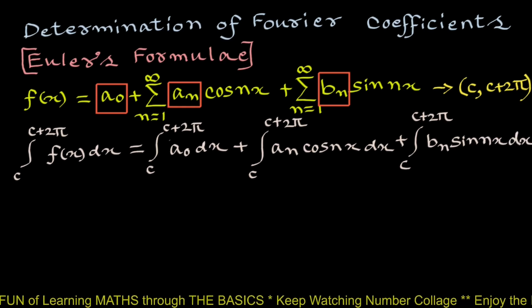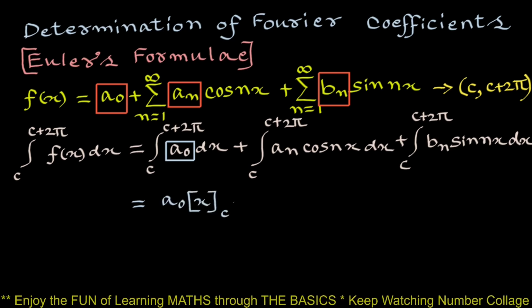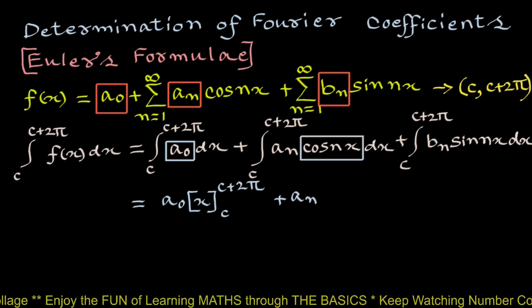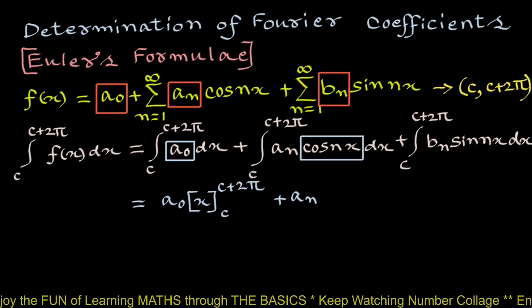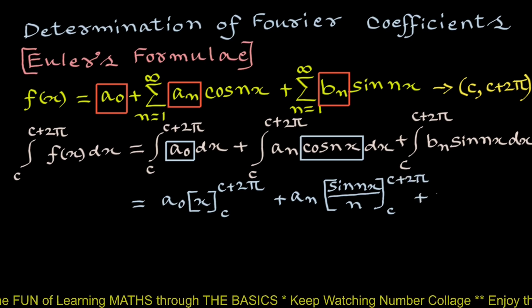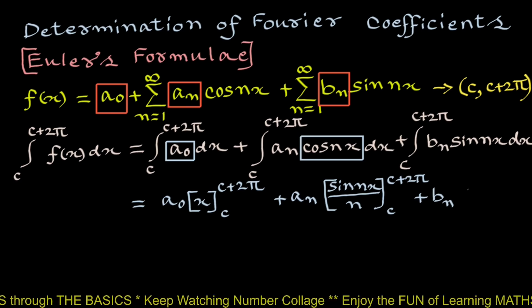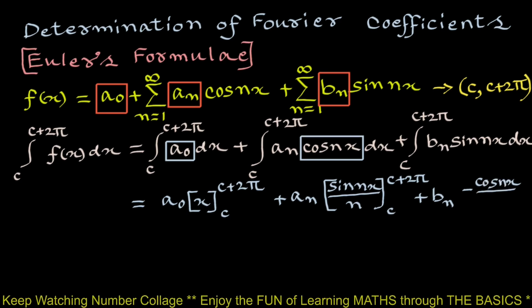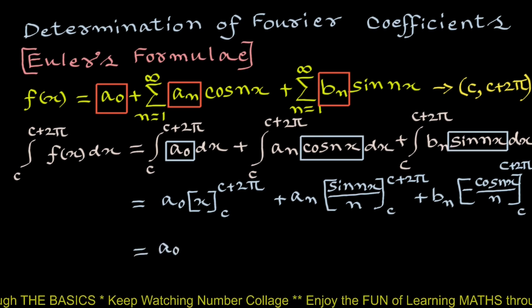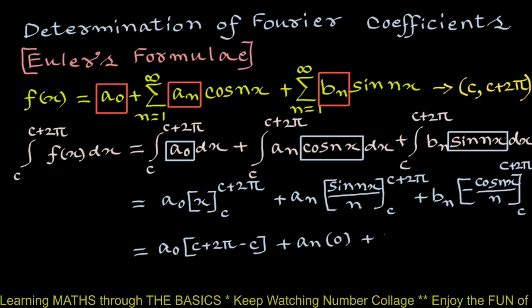Being a constant, integral of a0 with respect to x will be a0 x from c to c plus 2π, plus an integral of cos nx with respect to x will be sin nx upon n from c to c plus 2π, plus bn integral of sin nx with respect to x is minus cos nx upon n from c to c plus 2π, which is a0 times (c plus 2π minus c) plus an into 0 plus bn into 0.